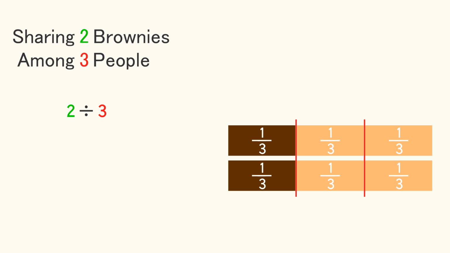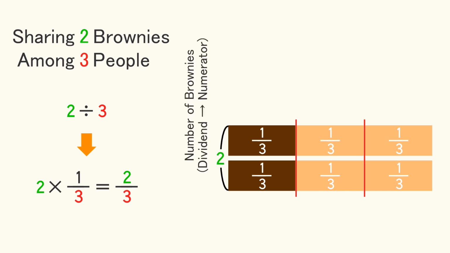If each person takes 1 1/3 piece from each of the 2 brownies, they get 2 1/3 pieces, or 2/3 of a brownie. That means 2 divided by 3 equals 2 times 1/3 equals 2/3. In this example, the dividend 2 is the total number of brownies we want to divide, and it becomes the numerator of the fraction.